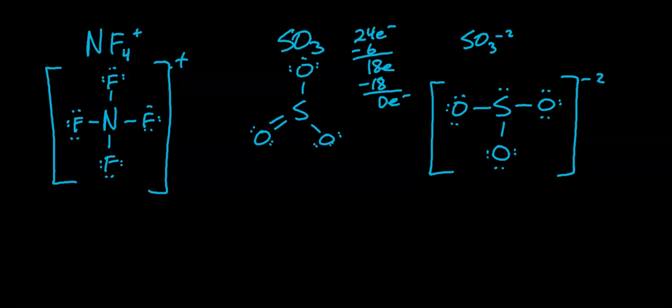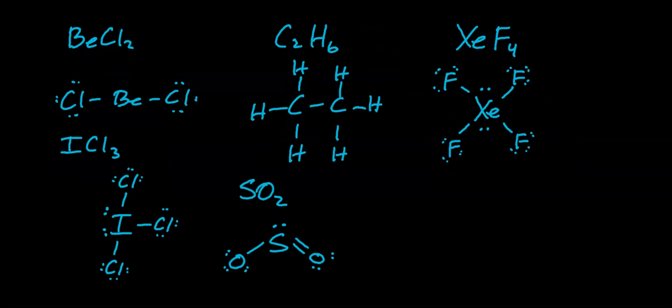Sulfite, 3 bonds, 1 lone pair. So it's a tetrahedral electron geometry. However, the molecular geometry or geometric shape is trigonal pyramidal. BeCl2, 2 bonds, no lone pairs on the central atom. This is linear.